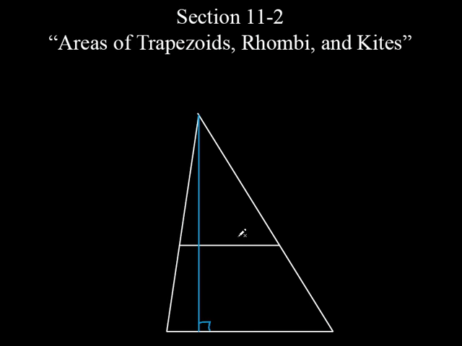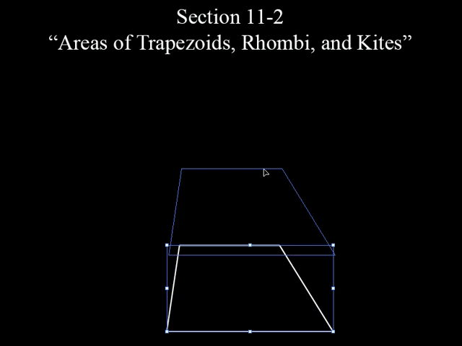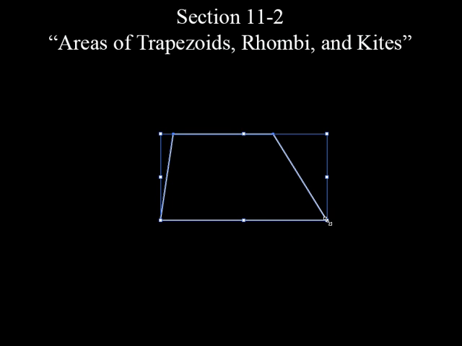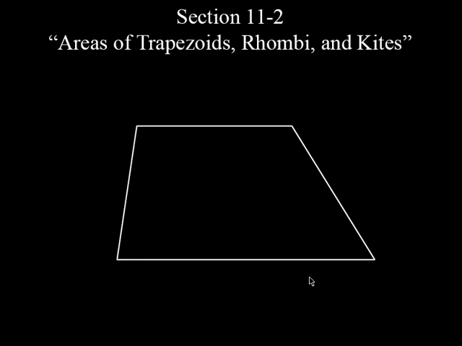Of course, this isn't a triangle, is it? Let's get rid of some of that. There we go. Let's go back to our regular trapezoid, and you're probably wondering why I went through that triangle stuff. Hopefully you'll see. Let's make this a little bigger so we can see it a little better.